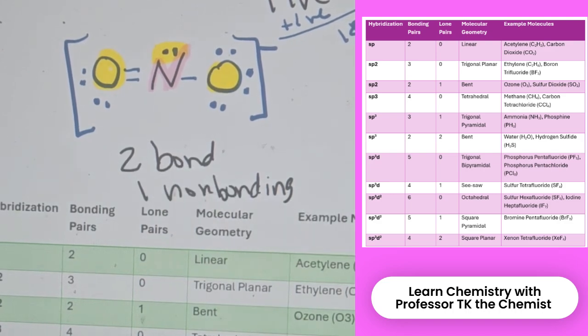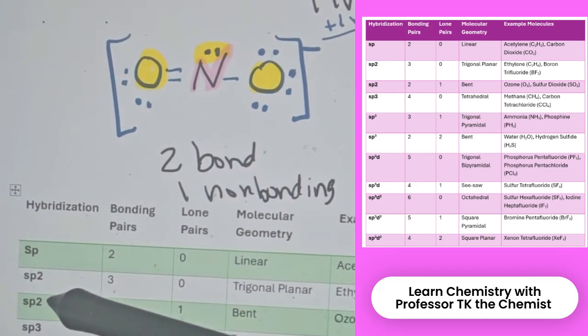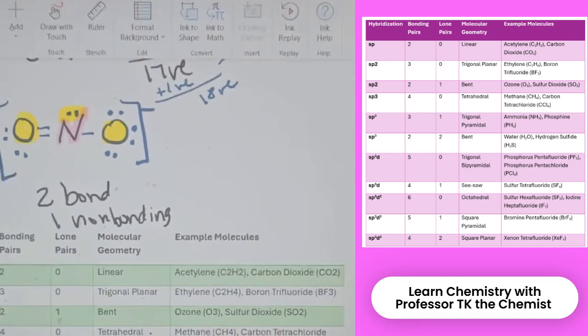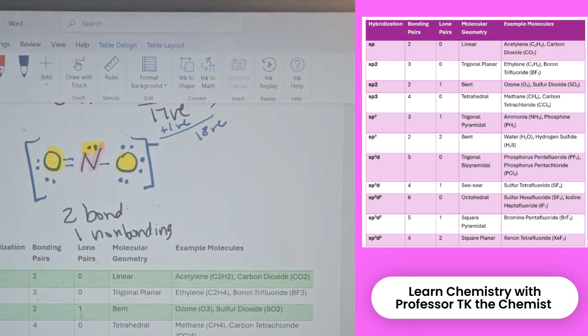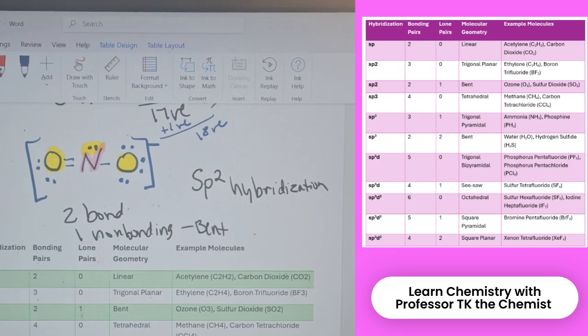What's 2 plus 1? 3. The hybridization is sp2. What's 2 plus 1? 3. So when you look at this problem right here, it's sp2 hybridization. And it has a bent shape, okay? A bent shape. Any questions?